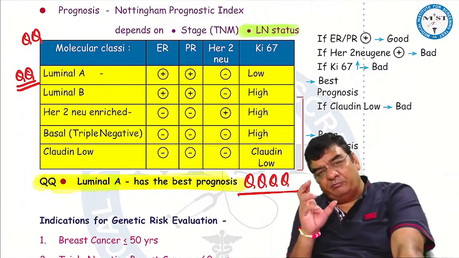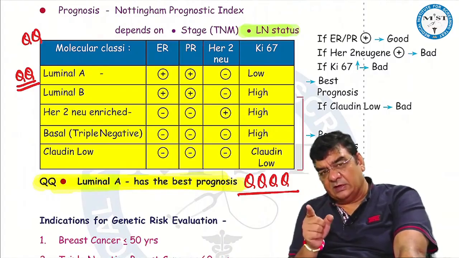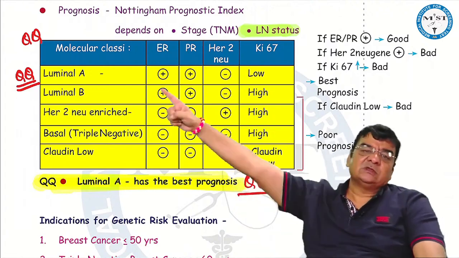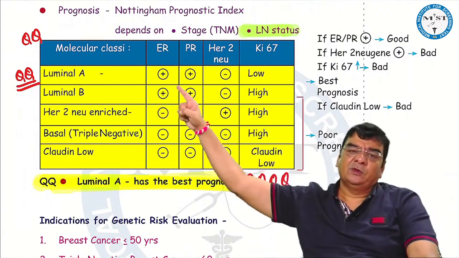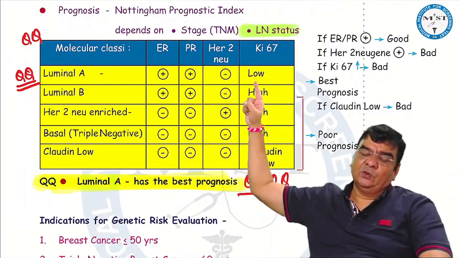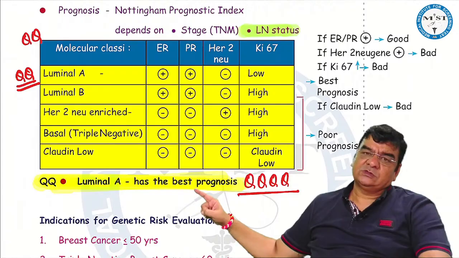So, the best prognosis breast cancer will be if estrogen progesterone receptors are positive, HER2/neu is negative, and Ki67 is low. And that is what is luminal A. ER/PR positive, HER2/neu negative, and Ki67 low. That is why luminal A has the best prognosis.